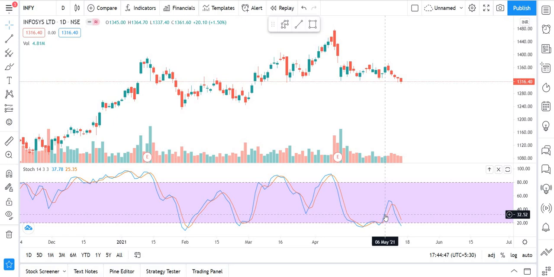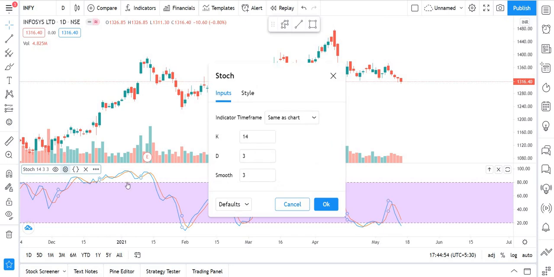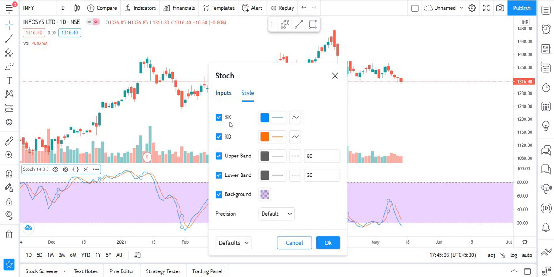Once the indicator is applied, always go to the settings and check whether the settings are correct. K is at 14, D is at 3. Perfect, we want this only. Then we go to the styles. The blue line is percentage K and the orange line is percentage D. So this is the slow moving and this is the fast moving. Do remember that your upper band should be 80 and your lower band should be 20. Check this before you start trading or taking calls based on this.